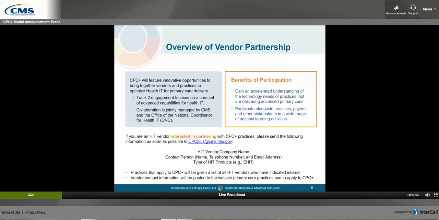In addition, the HIT vendor partners, through their engagement with the payer partners and the participating practices in the learning and other model activities in CPC Plus, are going to have an insider's view of the work the practices are doing and the goals they are working towards. We hope that this close collaboration between vendors and advanced practices will result in the development of efficient and effective IT platforms that facilitate high-quality, team-based, population-focused care delivery.